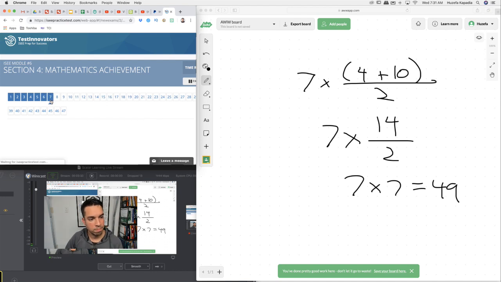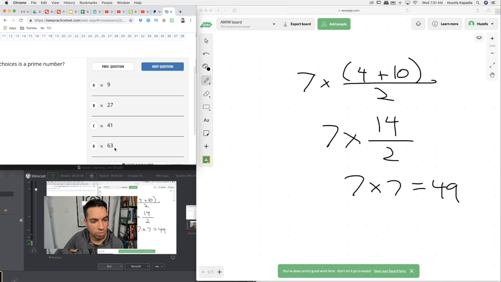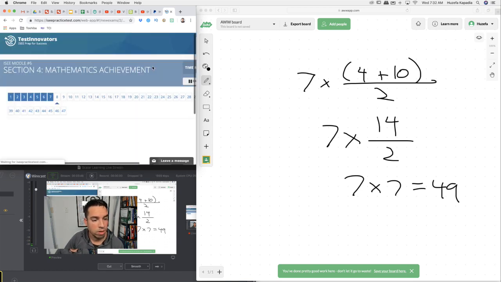Next. Which answer choice is a prime number? A prime number can only be divided by itself and 1, and that is 41, because 9 is divisible by 3, 27 is divisible by 3 and 9, 63 is divisible by 7, 9, 3, etc.